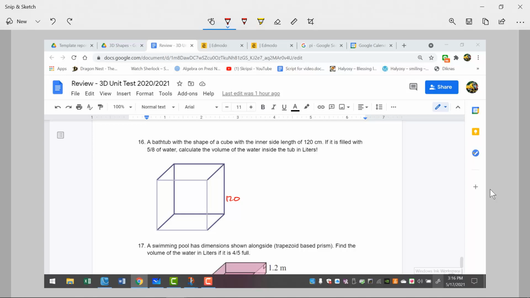So in here, guys, the concept is pretty easy. You only need to find the volume of the cube first, and then you multiply by 5/8 because we only fill it with 5/8 of water, since we want the volume of water. So let's find the volume of the cube first. The volume of a cube is just s to the power of 3, right? So you can take 120 to the power of 3. You can use a calculator.